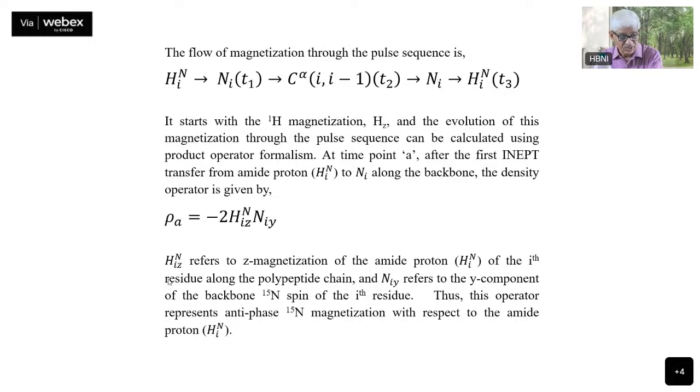So HIZ refers to Z magnetization of the amide proton of the ith residue along the polypeptide chain. And NIY refers to the Y component of the backbone 15N spin of the ith residue. Thus, this operator represents the antiphase nitrogen magnetization with respect to the amide proton HIN. So only relevant portions of the density operators are given. Other terms are not considered. Because the total transfer has happened here from proton to the nitrogen.